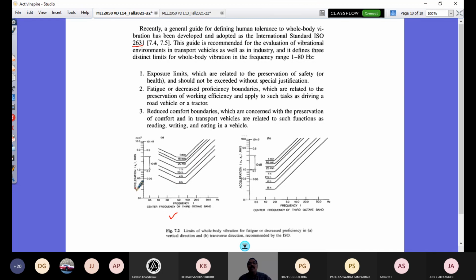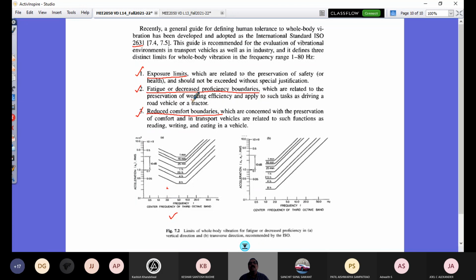So you measure your vehicle's RMS acceleration and see whether it falls below this. Suppose it falls below here, below the 8 hours exposure limit. That's quite a good vehicle. That's how you can conclude. That would happen in high class luxury vehicles. Their RMS acceleration will always be below there. So even if you drive for 10 hours continuously, you will not feel any discomfort. And this is essentially done with three kinds of ranges. One is called an exposure limit, and the others are fatigue or decreased proficiency boundaries and reduced comfort boundaries.